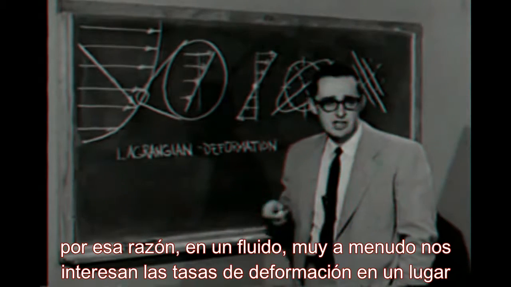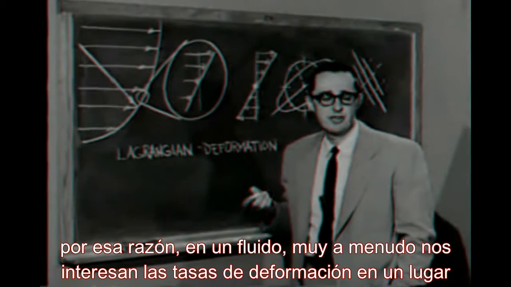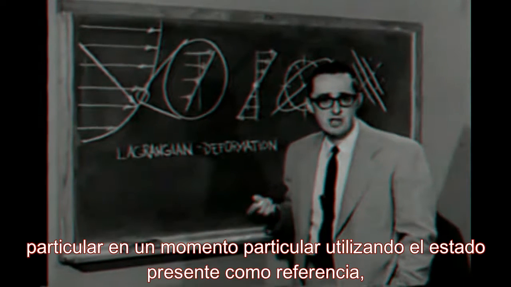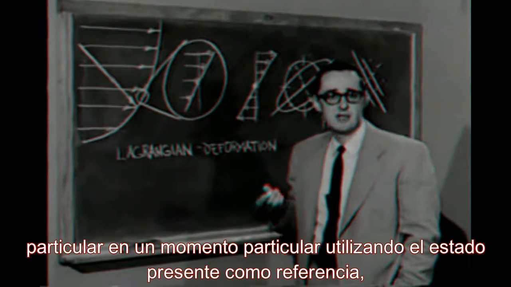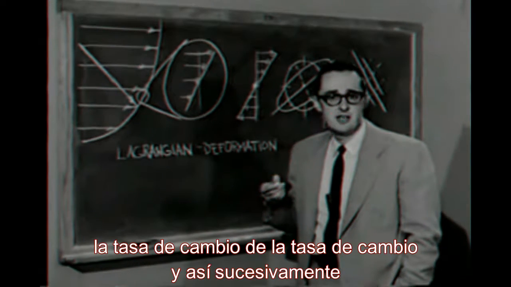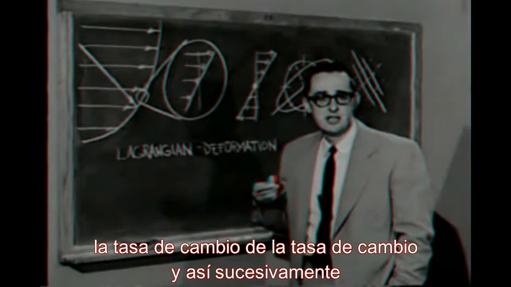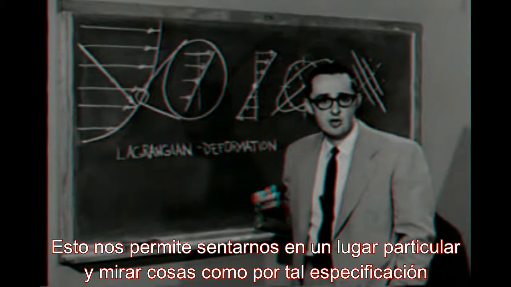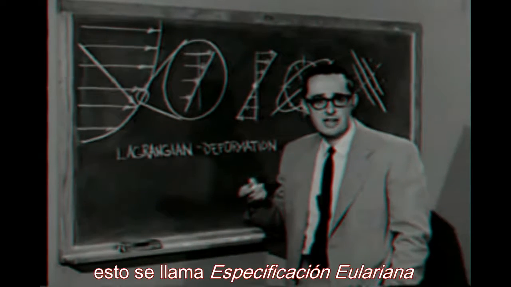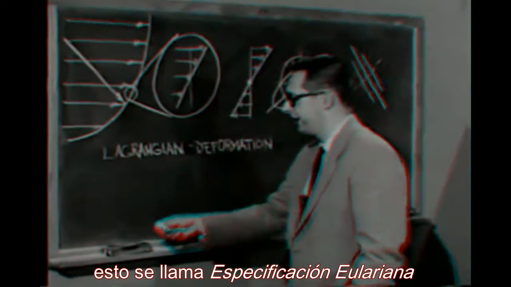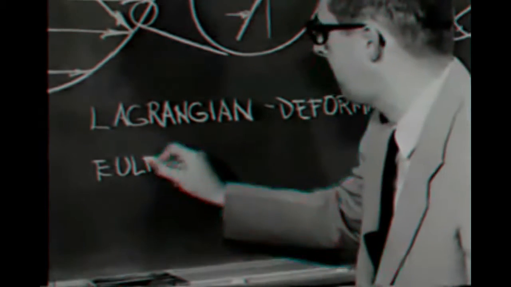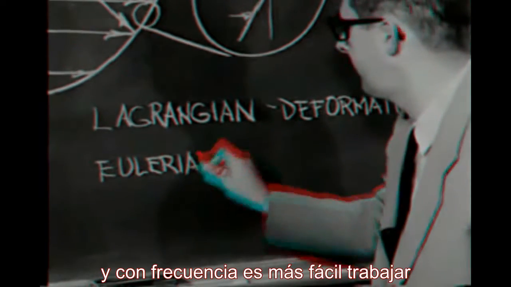For that reason, in a fluid, we're very often interested in the rate of deformation at a particular place, at a particular time, using the present state as a reference. That is, the rate of change from the present state. This lets us sit at a particular place and watch things go by. Such a specification is called an Eulerian specification, and is often easier to work with.